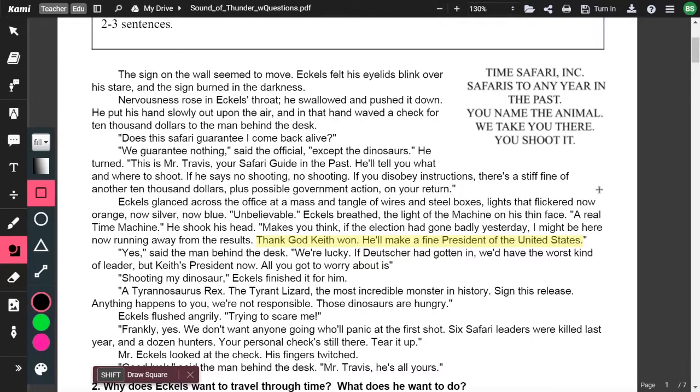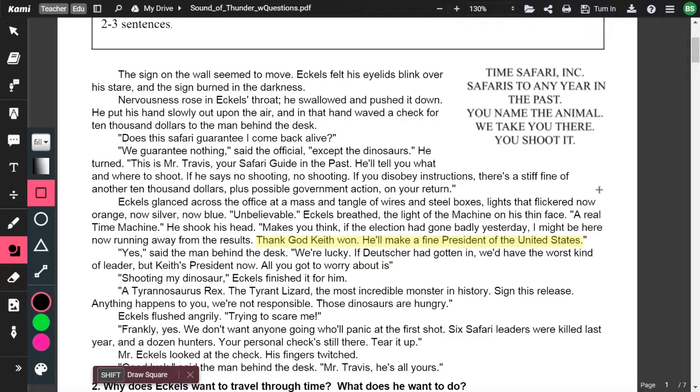He turned. That there is Mr. Travis. He's your safari guide in the past. He'll tell you what and where to shoot. If he doesn't tell you to shoot it, don't shoot it. Disobeying the instructions gets you a stiff fine for another $10,000. Also, there's the possibility that the police will get involved when you return.